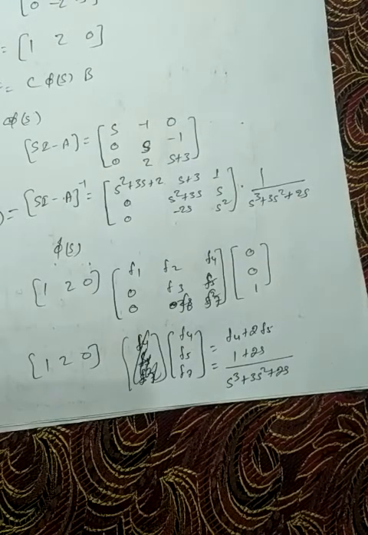So this is it for transfer function and controllability and observability. In the next class, we'll do some more topics like diagonalization and similarity transformation, right? Thank you.